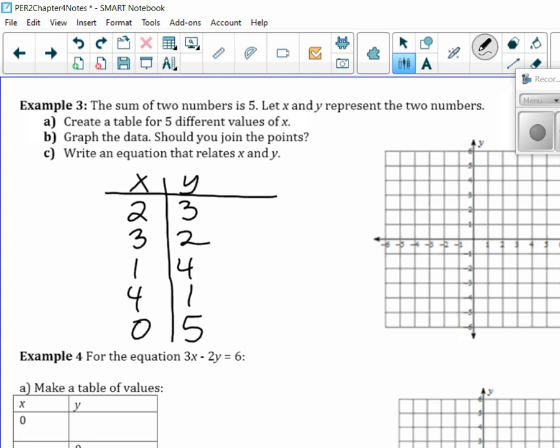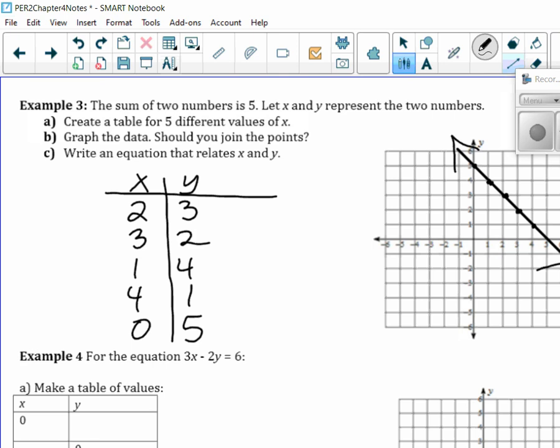So now I'm going to plot this. So 2, 3, 3, 2, 1, 4, 4, 1, 0, 5. And as you can see, it graphs a line. So I'm going to take my ruler, connect the dots. Bada bing, bada boom. We're done.